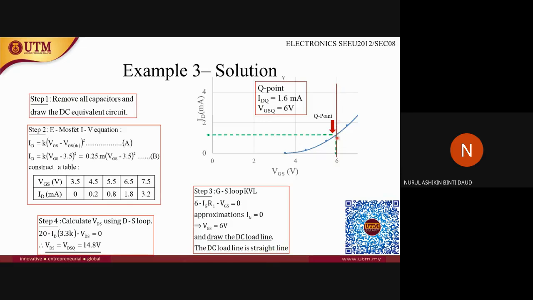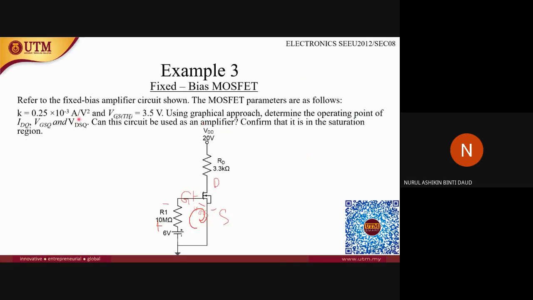Since you already have the DC load line, and there are the transfer curves here, there will be a cross section at this point. So this value will be the IDQ. IDQ, looking at this graph, is around 1.6 milliamps, and VGSQ is at this point also, which is 6 volts. And since the question asks to find the VDSQ as well, it is different from the feedback bias just now, where VGSQ is equal to VDSQ, unlike the voltage divider.